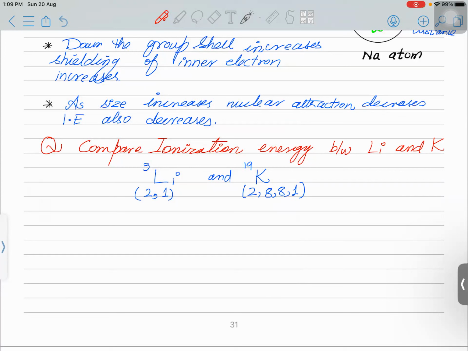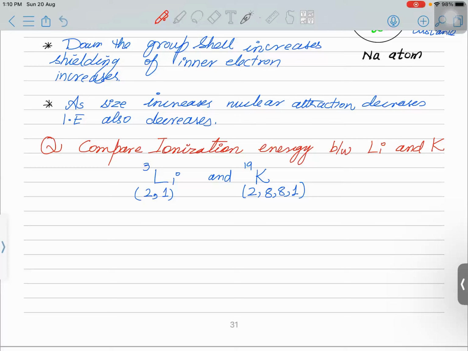Now can anyone tell me the number of shells, or period number, of lithium? Two shells. And what about potassium? That would be 4. So the shell is changed. They have the same valence electron, but the shell is changed. Always remember, when the period is changed, give the answer according to the nuclear distance.